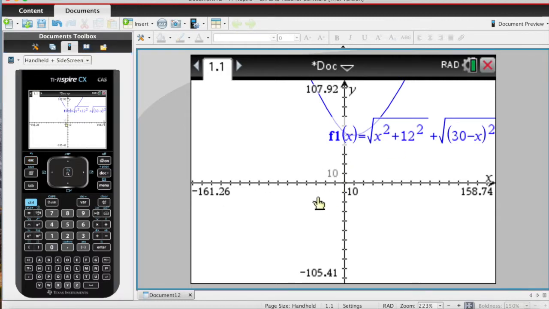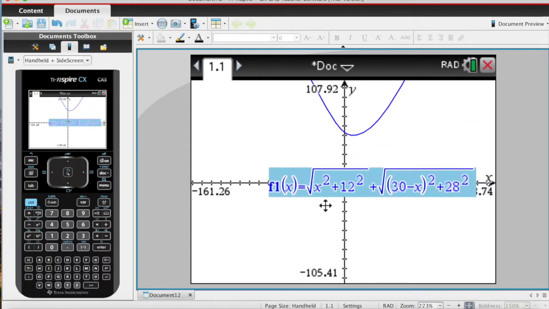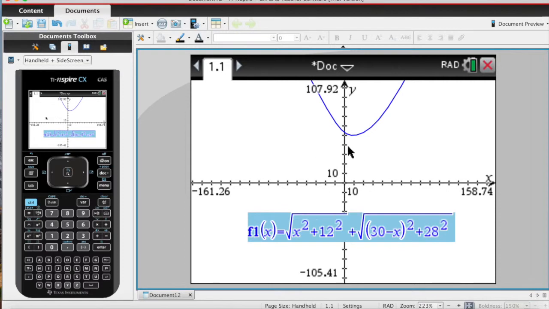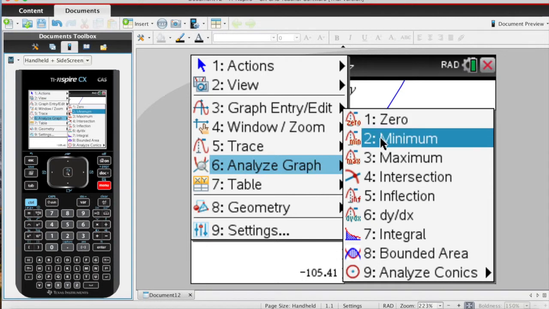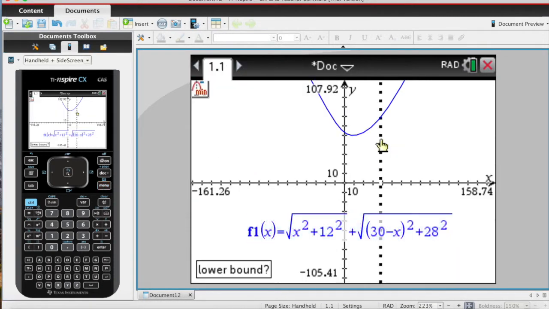Okay. Now I can actually move the graph. Let's see. I'm going to move this. So this is the graph of the length of the wire as a function of the position of the stake. So clearly it has a minimum, but we want to know what that minimum is. In order to find that, we go back to the menu, and we are going to analyze the graph and try to find the minimum.